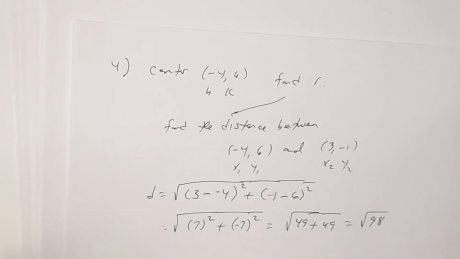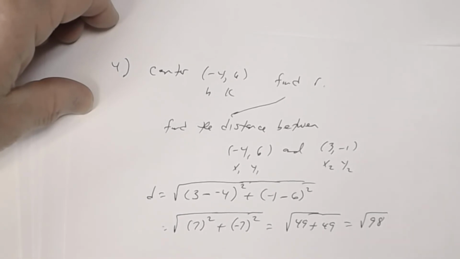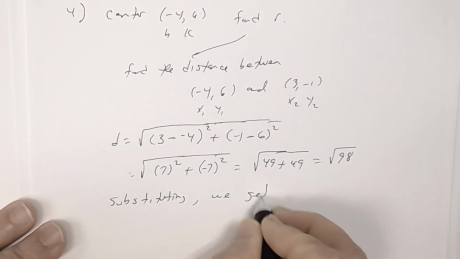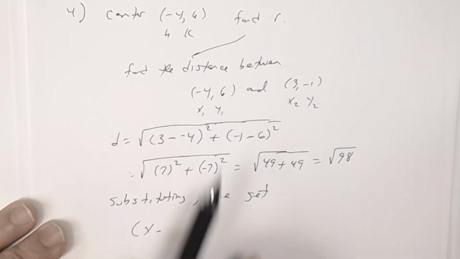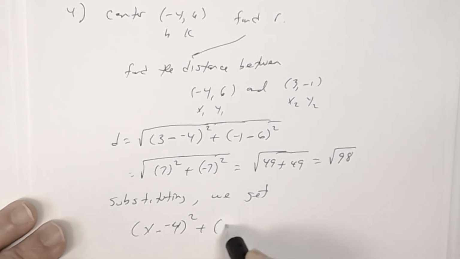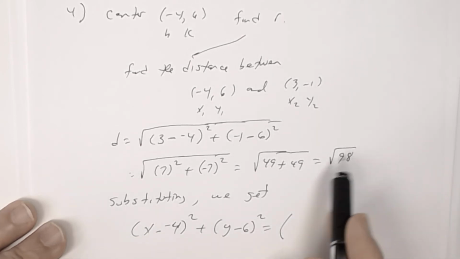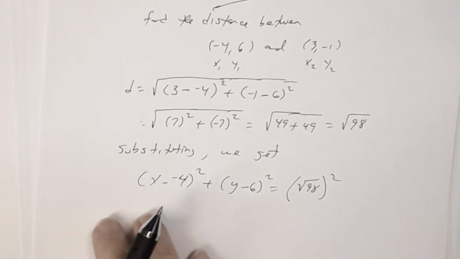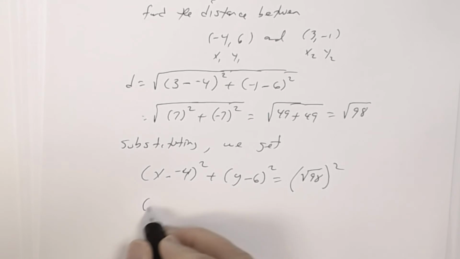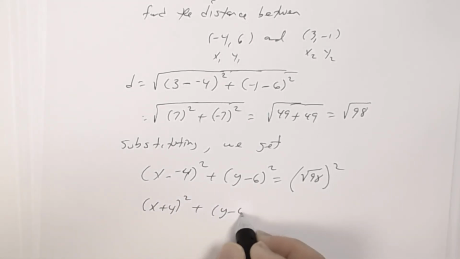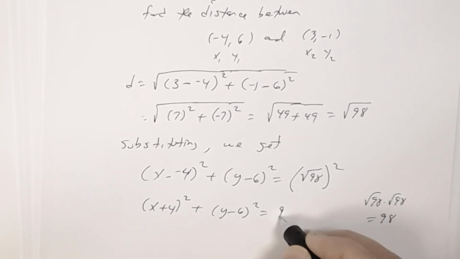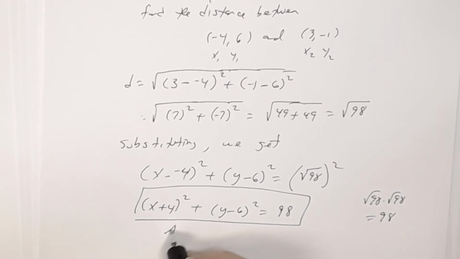So now we can substitute all this information into our formula for standard form. So substituting, we get this. So we get x minus h, remember h is negative 4 squared, plus y minus k, k is 6 squared, equal, in parentheses, the radius, which is square root of 98, but I got to square that. Now remember, just as before, you got to rewrite this in a better way. So x subtract negative 4 means x plus 4 squared, plus this stays y minus 6 squared. This we know, the square root of 98 times the square root of 98 is 98. And there's your answer for our problem.